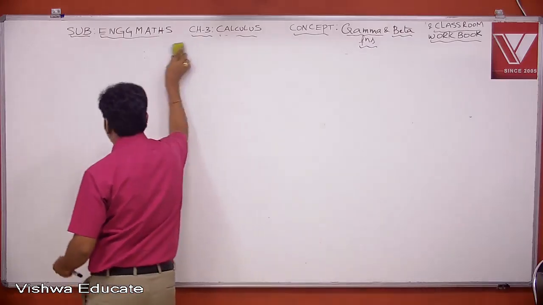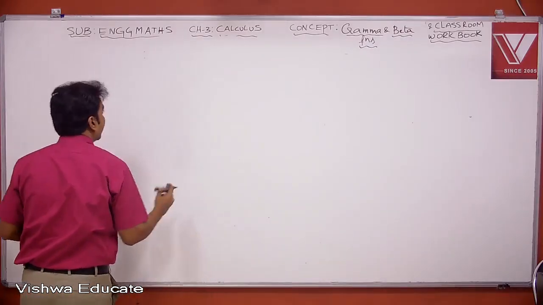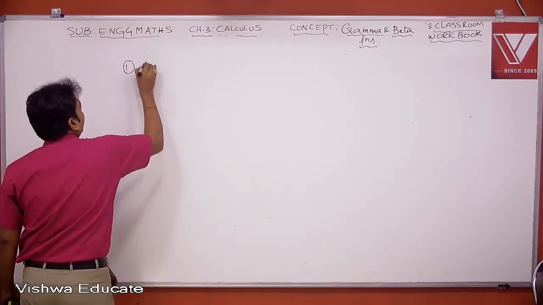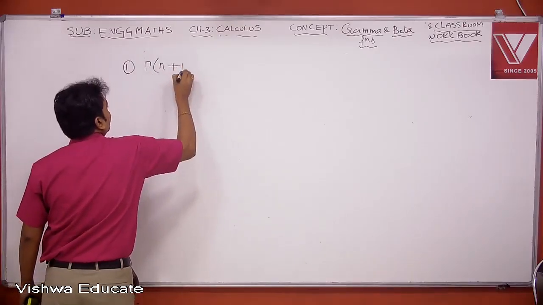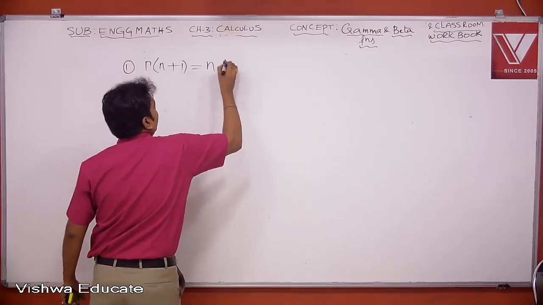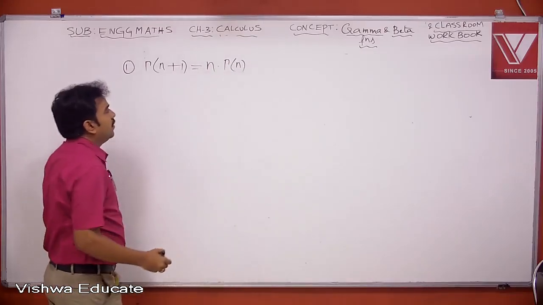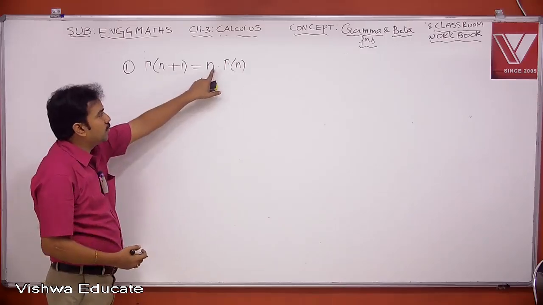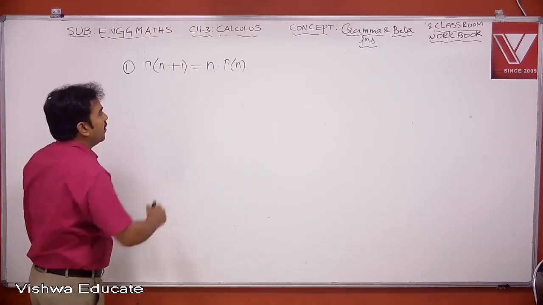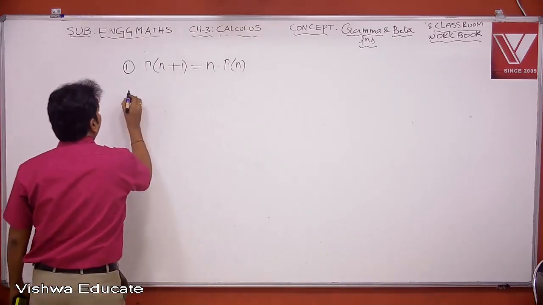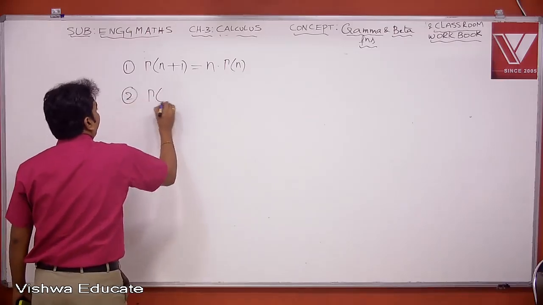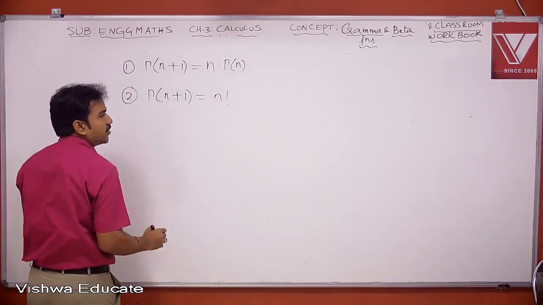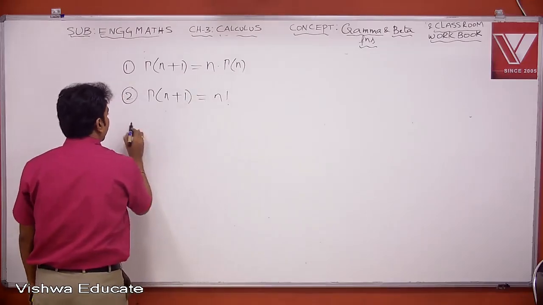Now let us discuss some useful points which we use frequently in solving many questions based on gamma functions. Gamma of n plus 1 is nothing but n times gamma of n. In place of n, write n plus 1 and do the integration by parts. It gives n times gamma of n. When you apply this recursively, then gamma of n plus 1 is nothing but n factorial. Gamma of n plus 1 is n factorial. This is another useful result.